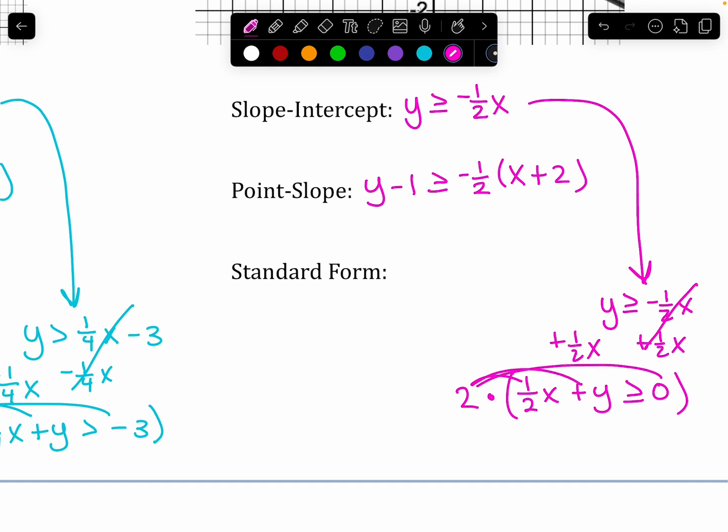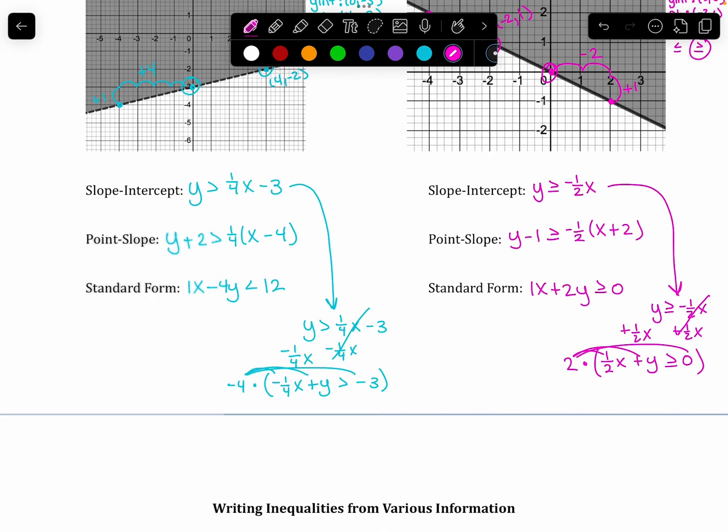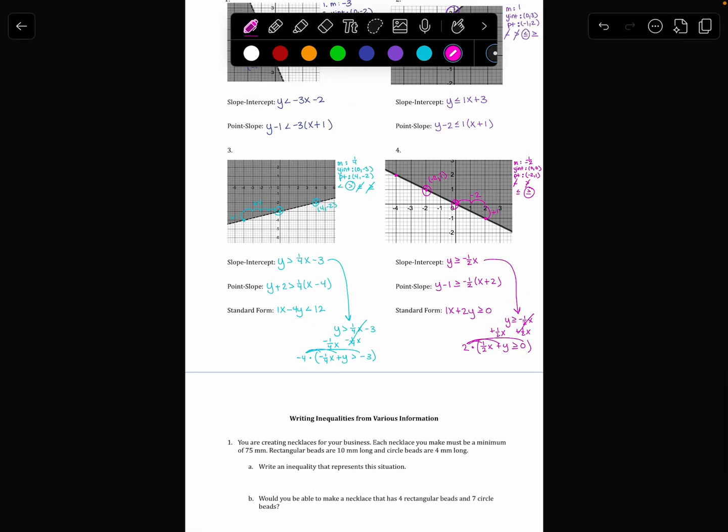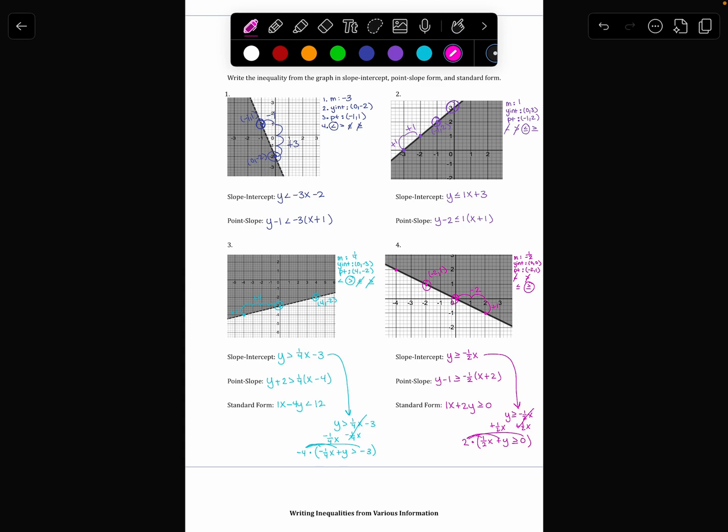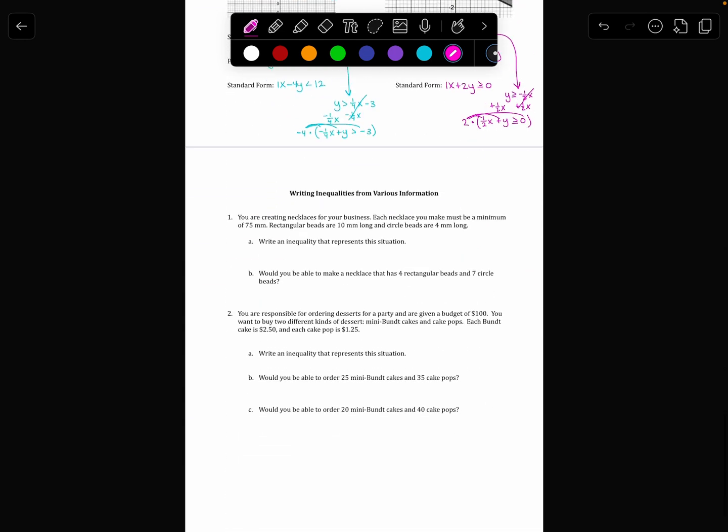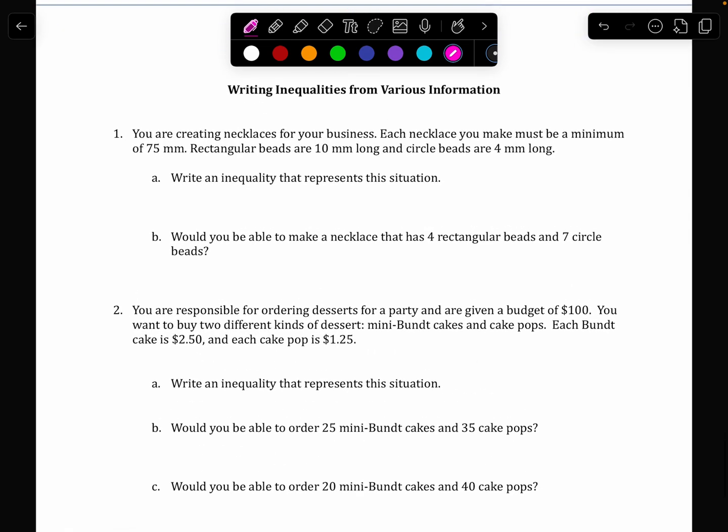My a value can't be a fraction, so I'm going to multiply by the denominator, and that will leave me with 1x plus 2y is greater than or equal to 0, and that is my equation in standard form. Again, you could have converted out of point slope form. It doesn't matter, but there's no way that you can just grab things and put them into standard form. You always have to convert, so that is us doing our conversion.